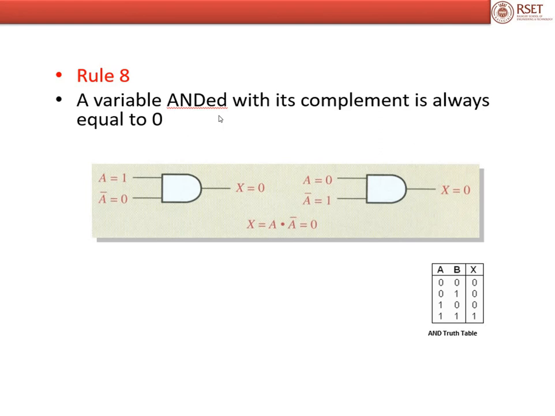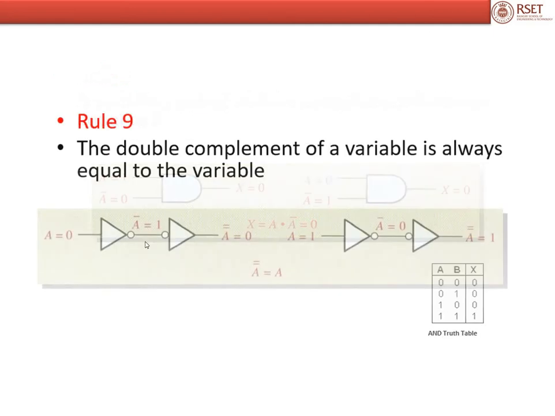Rule number 8 is a variable ANDed with its complement is always equal to 0. So variable and its complement is used. So inputs are 1 and 0. In the case of AND gate, if the inputs are 1 and 0, the output is 0. So here A into A bar is equal to 0.